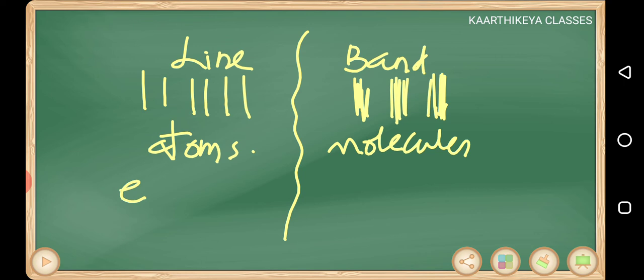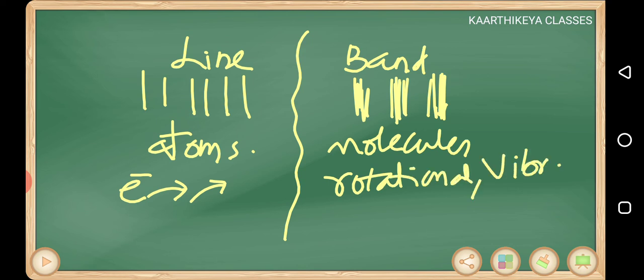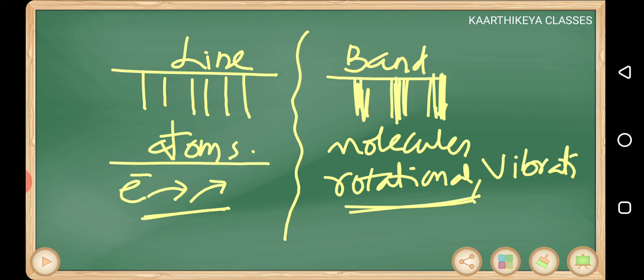Line spectrum is because of electrons jumping from lower energy level to higher energy level, which we call excitation, and de-excitation. But band spectrum is due to vibrational and rotational changes of molecules. Generally, line spectrum is given by metal vapors, atoms, and inert gases. And band spectrum is given by hot metals and molecules. So simply remember: line means atoms, band means molecules.